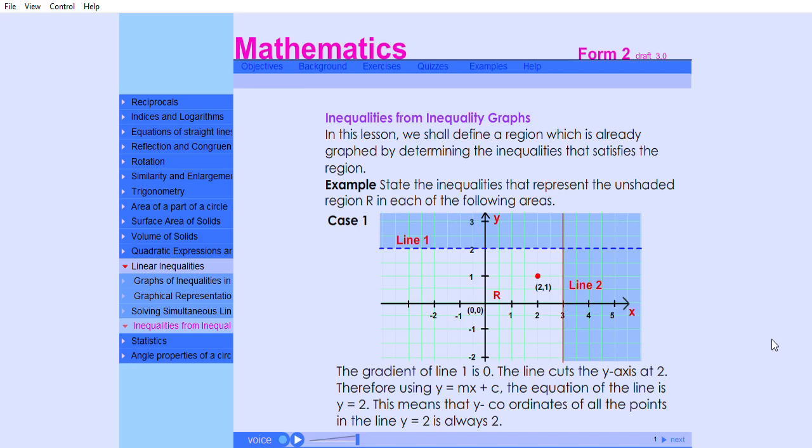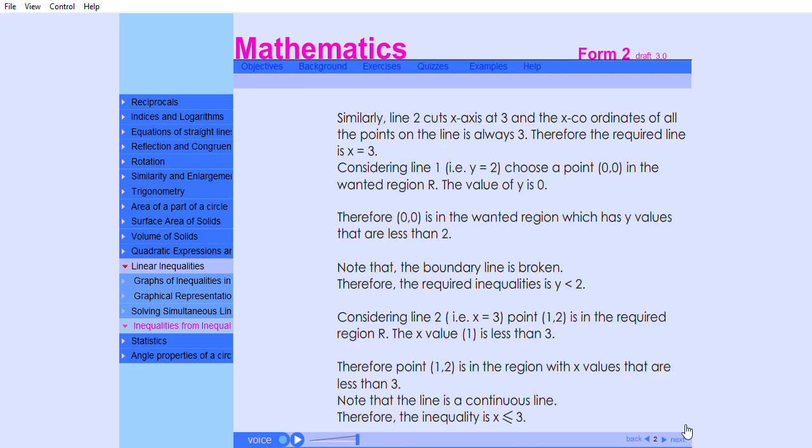Case 1. The gradient of line 1 is 0. The line cuts the y-axis at 2. Therefore, using y = mx + c, the equation of the line is y = 2, since the y value of all the points on the line is always 2. Similarly, line 2 cuts the x-axis at 3 and the x-coordinate of all the points on the line is always 3. Therefore, the required line is x = 3.